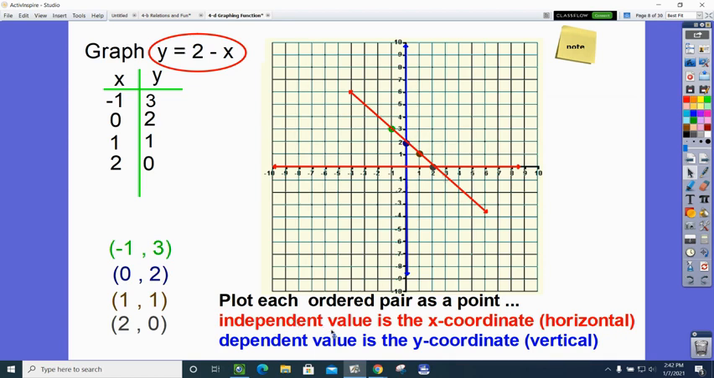Remember too, that independent value would be your x-coordinate. That's your horizontal. And your dependent variable or value would be your y-coordinate. So again, if you had made a mistake on that first one, then that point would have been out of alignment and you would go back and check it. Always check with your calculator. Do it in your head, check it on the calculator.